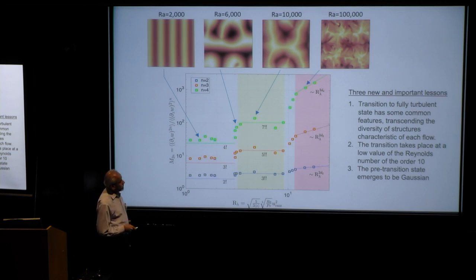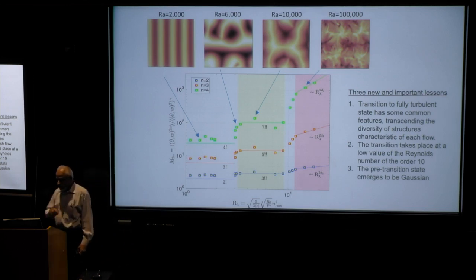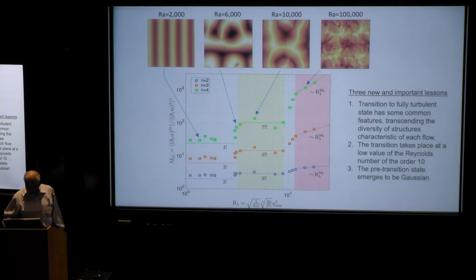And here are 3 lessons that I believe we should learn. Transition to fully turbulent state has some common features, transcending the diversity of structures characteristic of each flow. The transition takes place at a low value of the Reynolds number of the order 10, and that seems to be about true for 3 flows, and therefore I resisted the temptation of saying universal. And the pre-transition stage emerges to be Gaussian. I think it has some semblance to the kind of thing that was discussed earlier by Nigel.